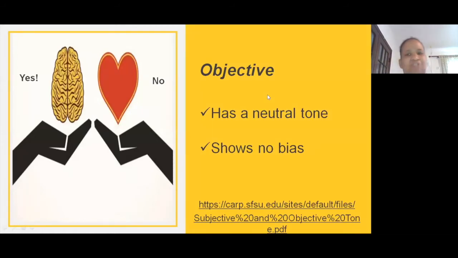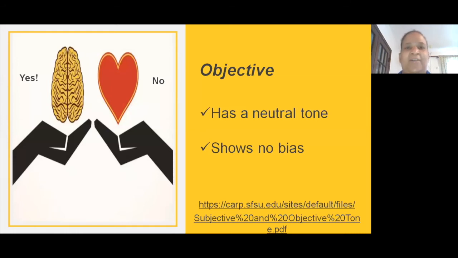Objective. Neutral tone, shows no bias, and we did a really great practice just now. Yes, you talk with your brain side. No, you don't say, oh, I feel this, I feel that. And there's something that I really want to point out with the expository writing. Please make sure you do not use personal pronouns, okay? When you say I feel or I think, that makes your argument less effective. The reason is we know this is what you feel, we know this is what you think, just state it.